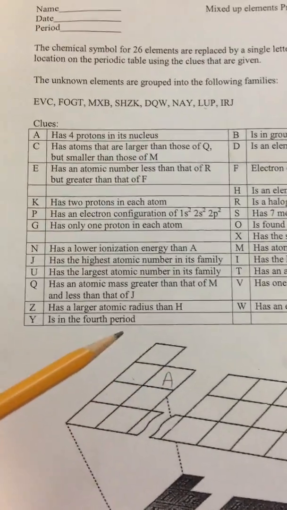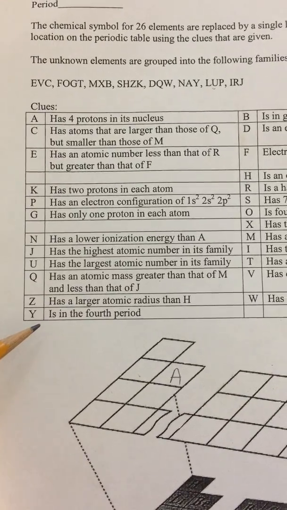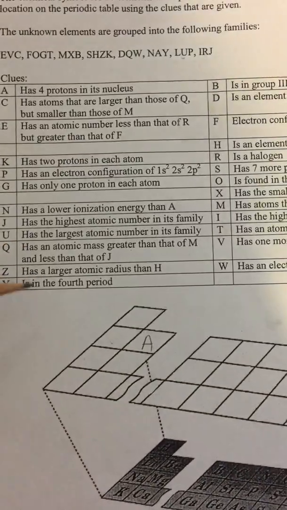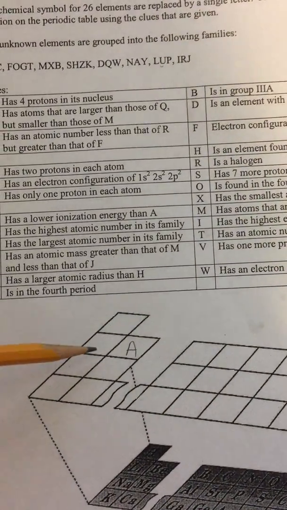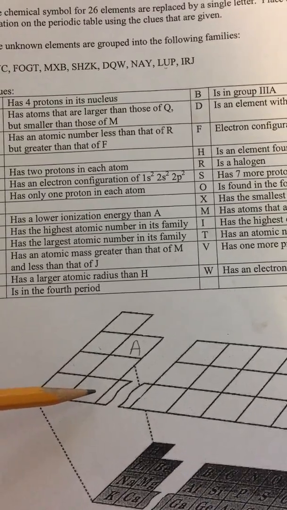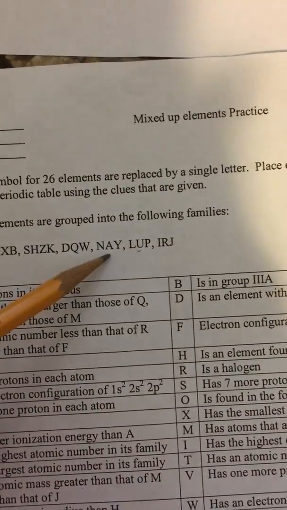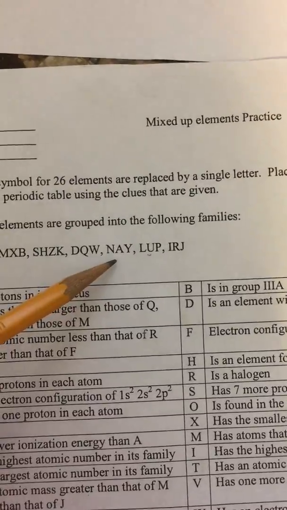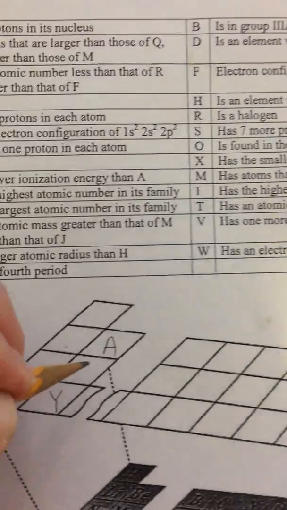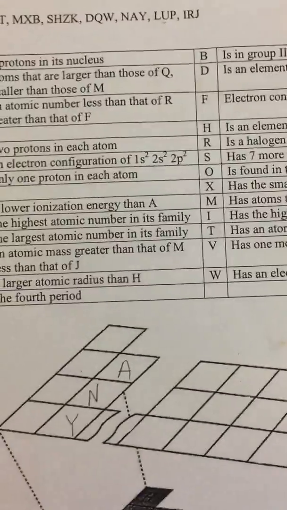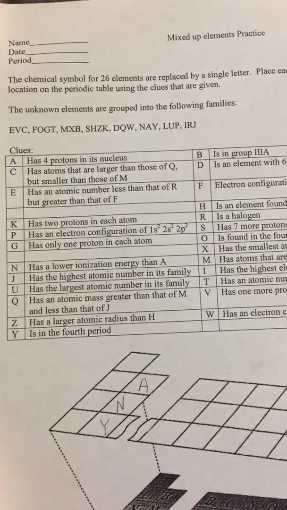So let's look at the clue for Y. The clue for Y says it's in the 4th period. That's helpful. So we know that it would have to be in the 1, 2, 3, 4th period. So that means Y goes right there. Since we know that N, A, and Y are all in the same family, we can place N right here. So we have that family figured out.